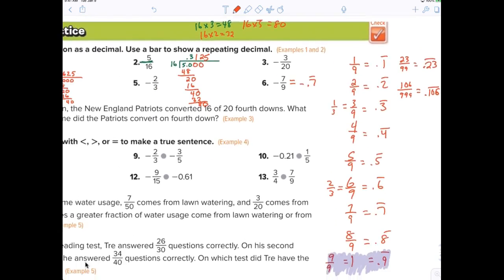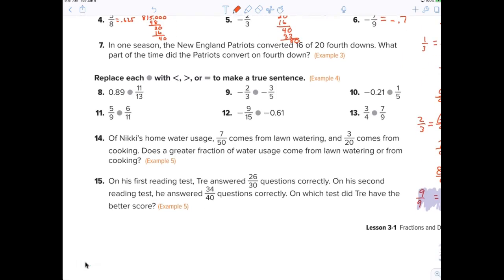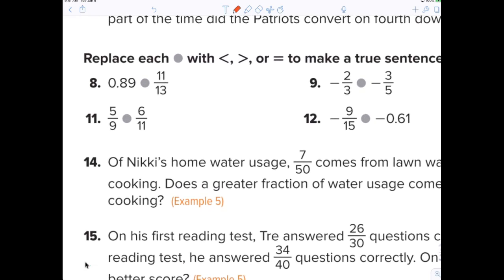Okay. So now what I want to do is check out number 8. Now we're comparing decimals to fractions. So one thing we could do is convert this to a decimal, but who really wants to convert that to a decimal? I don't like doing the division. So I want to come up with a faster way. You remember what the faster way is? Yes, convert the decimal to a fraction.